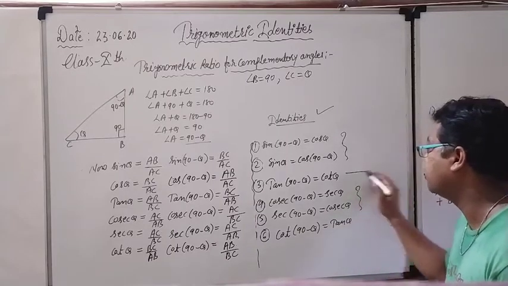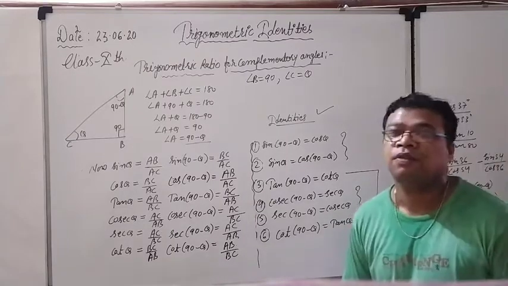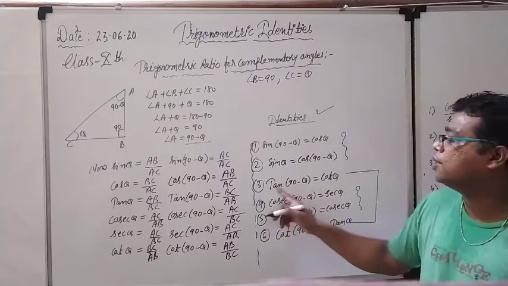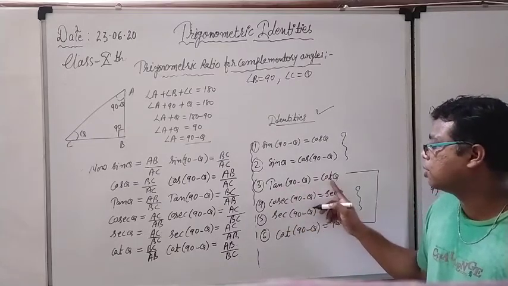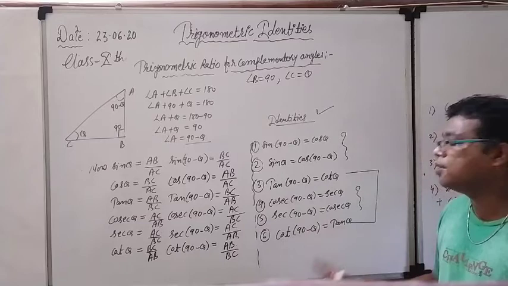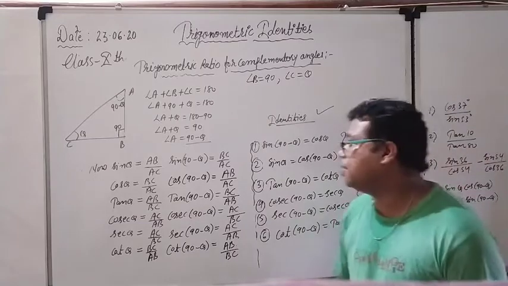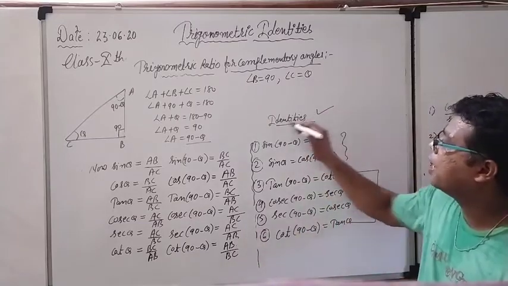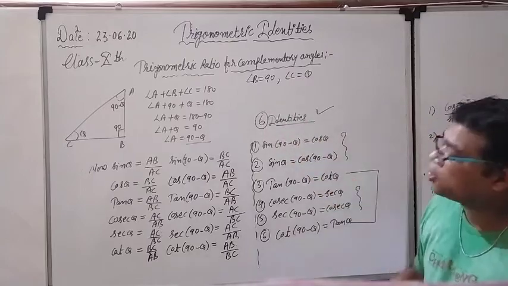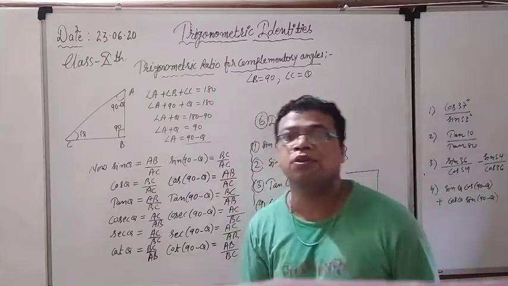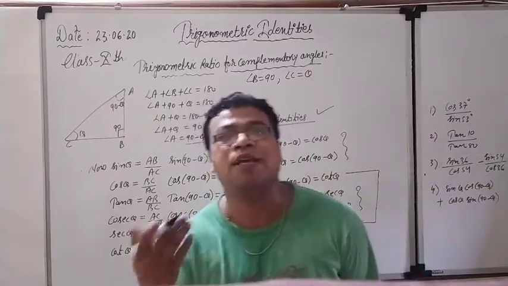Again there is a relation between tan and cot. They both are complementary to each other. You can see tan 90 minus theta is equal to cot theta and cot 90 minus theta is equal to tan theta. In this way, these six identities are very helpful for us to solve practice exercises that we will see in the next lecture.